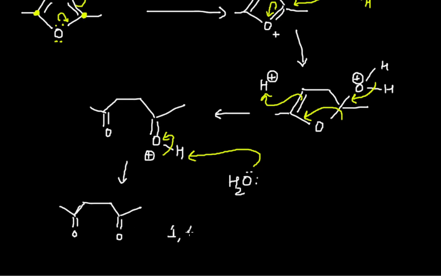So what you have is a 1,4 diketone. So a ring opening reaction of furan when you do acid hydrolysis gives you a 1,4 diketone.